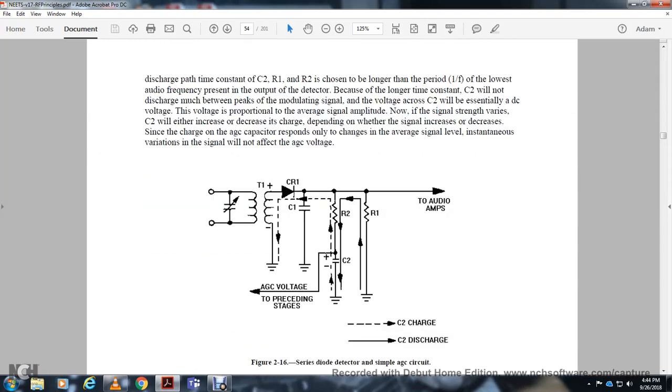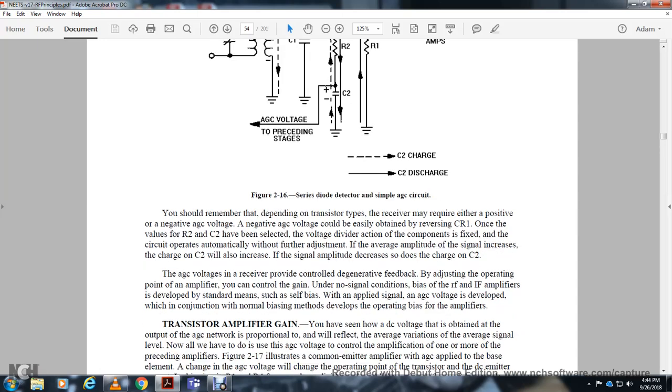Here is the diode detector with simple automatic gain control: the adjustable capacitor, transformer 1, diode 1, capacitor 1, resistor 2, capacitor 2 and resistor 1, feeding the audio amps, with the automatic gain control voltage going to the preceding stages. You should remember that, depending on the transistor type of the receiver, either positive or negative automatic gain control may be required. The negative automatic gain control voltage can easily be obtained by reversing diode 1. The values of resistor 2 and capacitor 2 have been selected for the desired action. The components are fixed, and the circuit operates automatically without further adjustment.